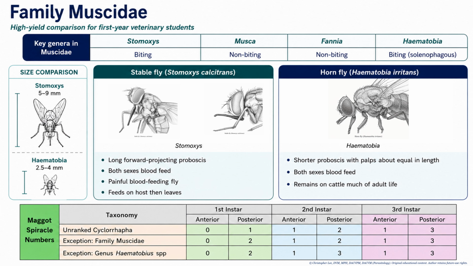The maggot spherical table at the bottom is useful for recognition, but it is not the main thing to memorize today. For clinical pattern recognition, focus on stable fly versus hornfly behavior.